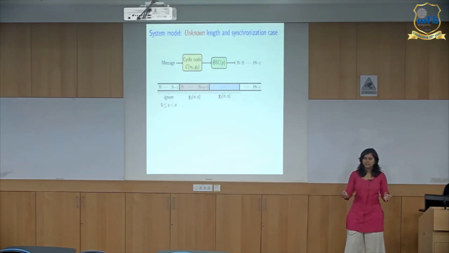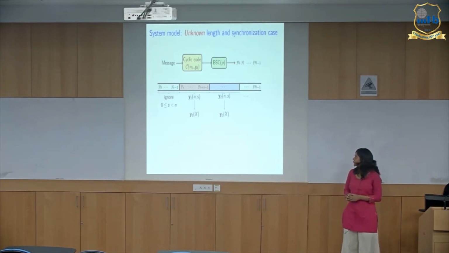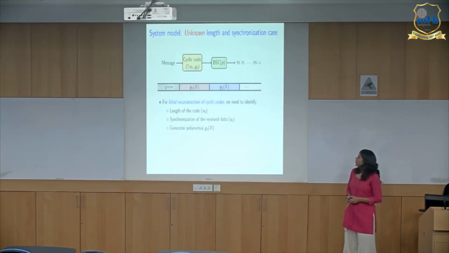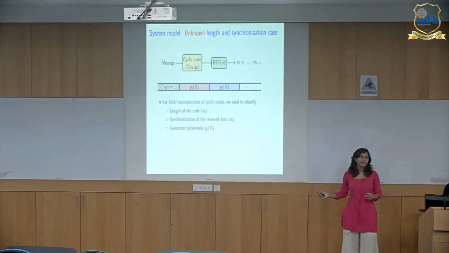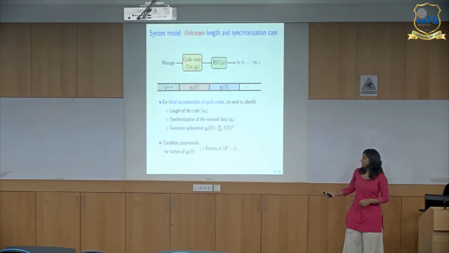For the assumed length n, we divide the remaining sequence into vectors of length n. Here y1 of n, s is the first received vector of length n with assumed synchronization s. Suppose y1 of x is the polynomial representation of this first vector, and so on. Again for the blind reconstruction problem, we need to identify the correct length, the correct synchronization, and the generator polynomial, which is again factored like this. For the assumed length n, the set of all possible factors of x to the power n plus 1 becomes my candidate set for the factors of the generator polynomial.